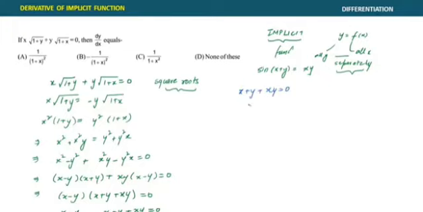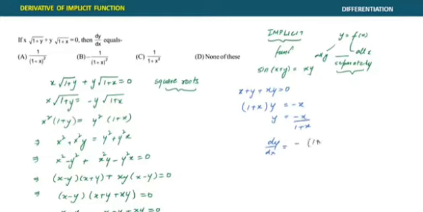Okay, so if I collect the terms of y, you will get that (1 plus x) times y is equal to minus x, or I can say y is equal to minus x upon (1 plus x). Just do the differentiation again. So dy by dx for this particular component would be what?